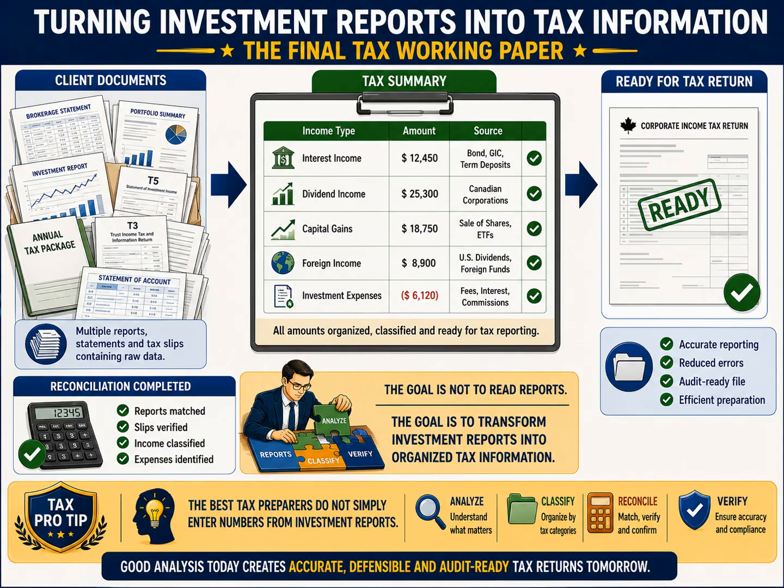At the bottom left, you'll see the reconciliation checklist. Before relying on the information, the tax preparer should ensure that reports have been matched, tax slips have been verified, income has been properly classified, and expenses have been identified. This reconciliation process is one of the most important quality control steps in professional tax preparation. It helps identify missing information, inconsistencies, and potential reporting errors before the return is filed.